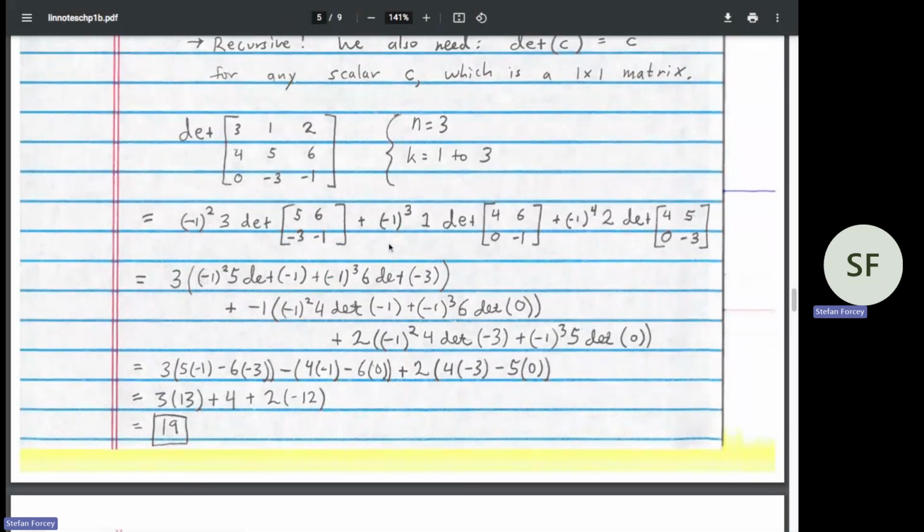Then I went ahead and did the next whole big term here on this next line. -1 cubed is -1. I have a 1, and then I start taking the determinant. I didn't write the 1, I just wrote -1 cubed times 1, which gave me -1. So inside the determinant, I have -1 squared. That's going to become a 1. And then 4 times the determinant of -1. And then a -1 cubed, which is going to become minus, and 6 times the determinant of 0.